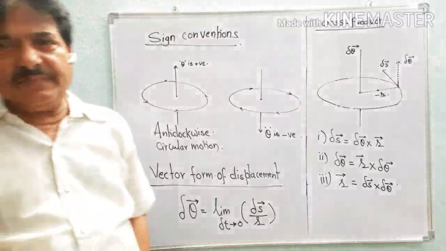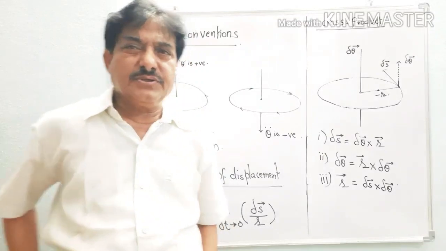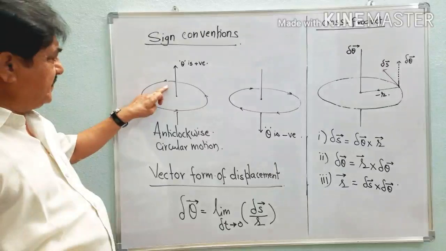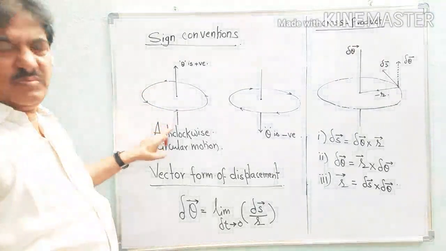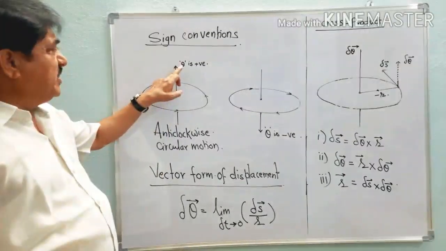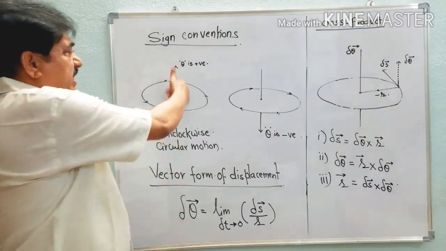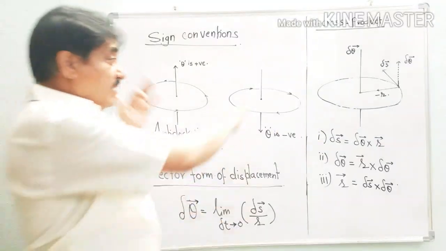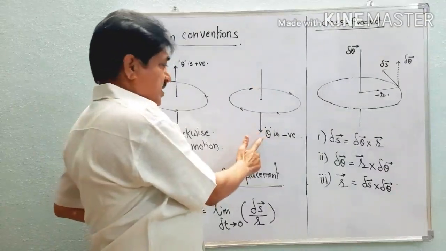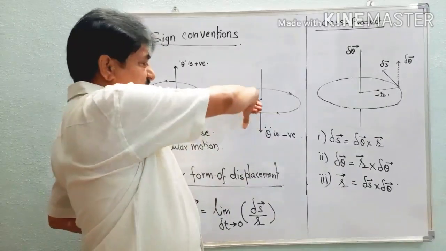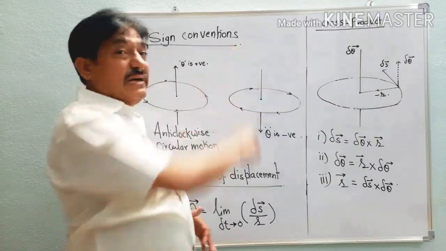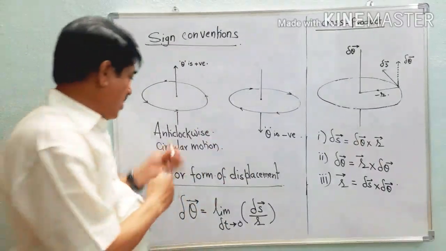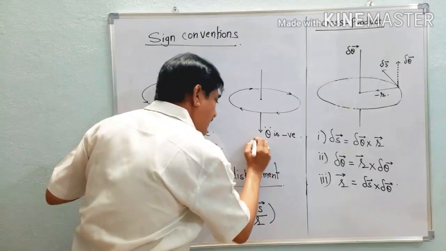The diagrammatic representation of sign conventions of angular displacement is like this. For anti-clockwise circular motion, angular displacement theta is in upward direction and it is taken as a positive. For clockwise circular motion, angular displacement is in a downward direction and it is taken as a negative. So here clockwise circular motion.